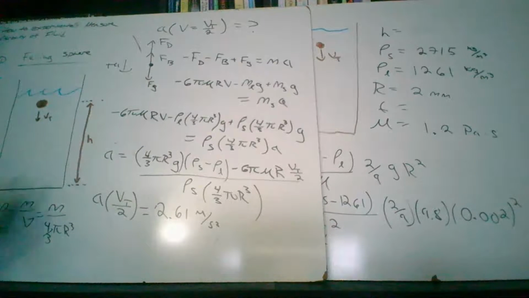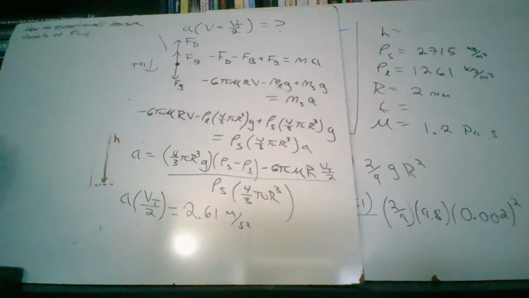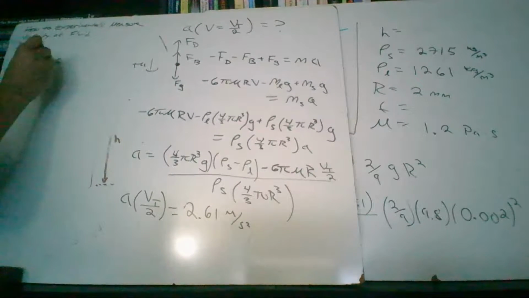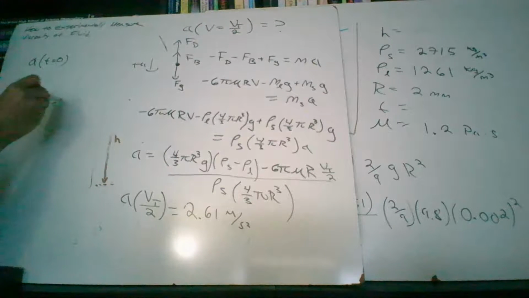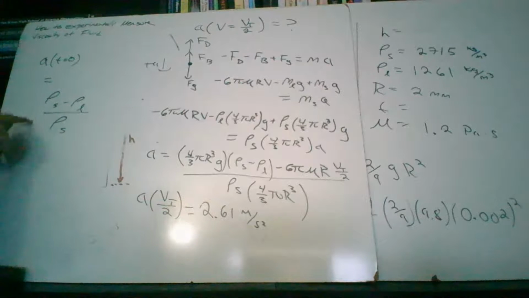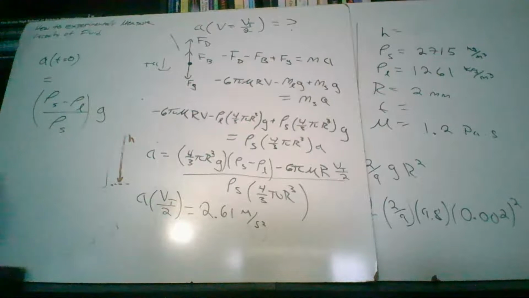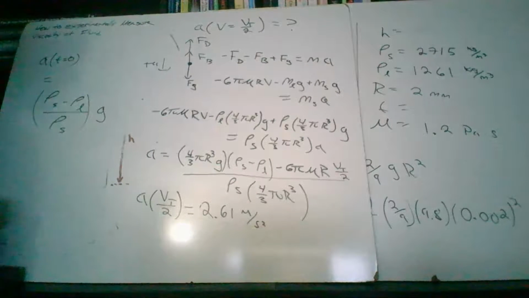Can I write that somewhere? Let's write that over here. When time is equal to 0, so acceleration at t equals 0 would equal the density of the solid minus the density of the liquid divided by the density of the solid. So this is a constant, it's unitless, and you multiply it by g. So this multiplied by g will give you the acceleration right at the beginning. And it's not going to be 9.8 because you've got the buoyant force that's still there.